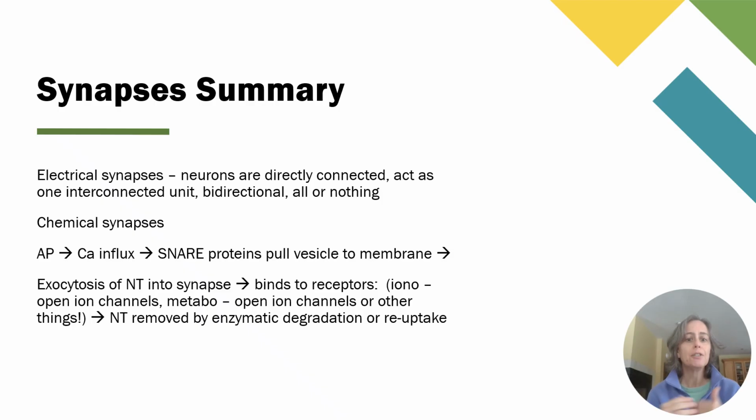In the end, neurotransmitters gotta go. So for the most part, we're either going to use enzymes to chew it up and get rid of it, or we're going to reuptake, take it back into the axon terminal. And that's it for lecture 5 on synapses.